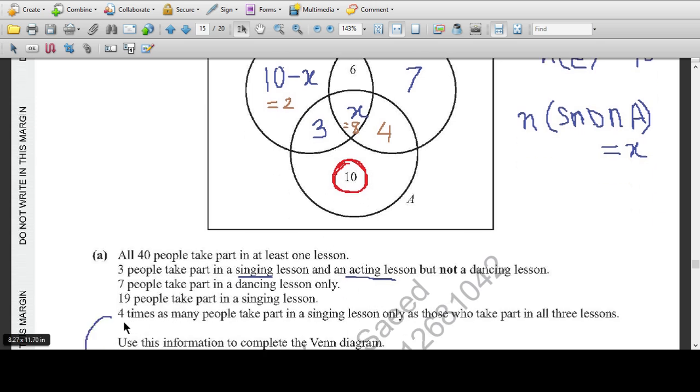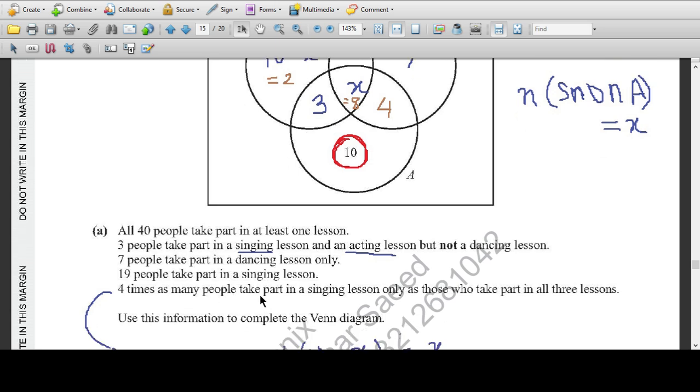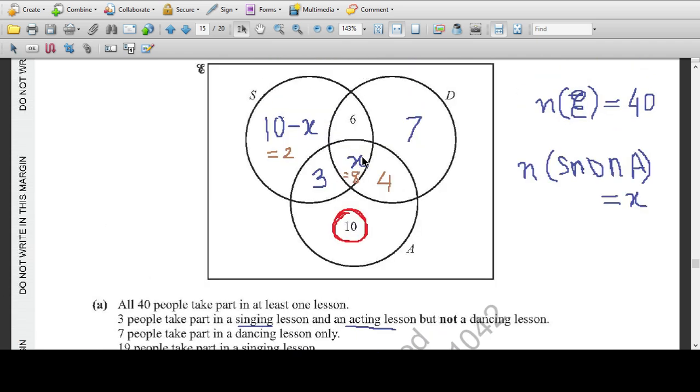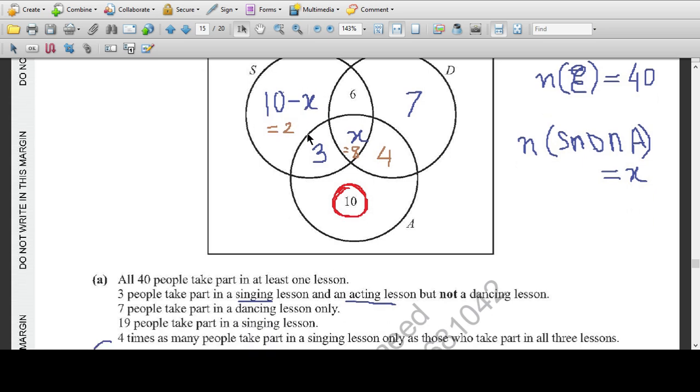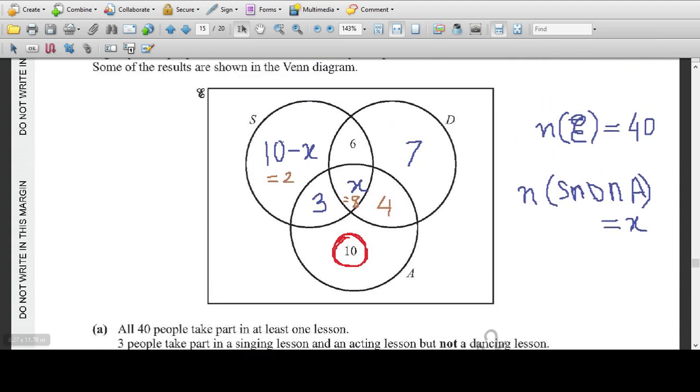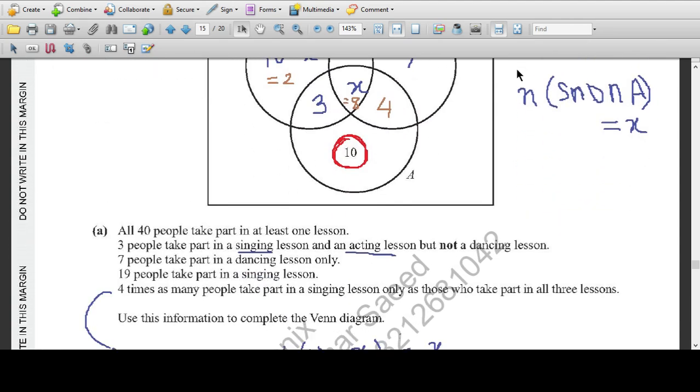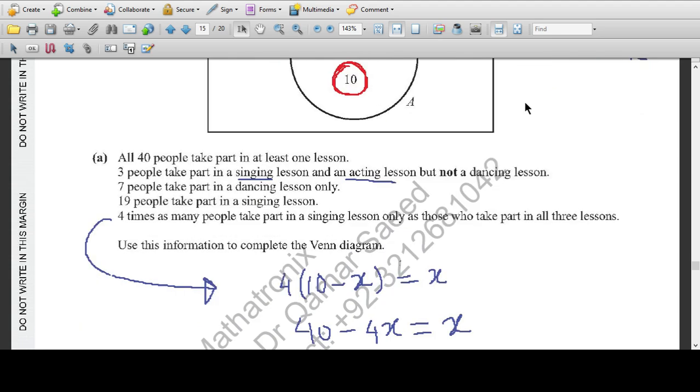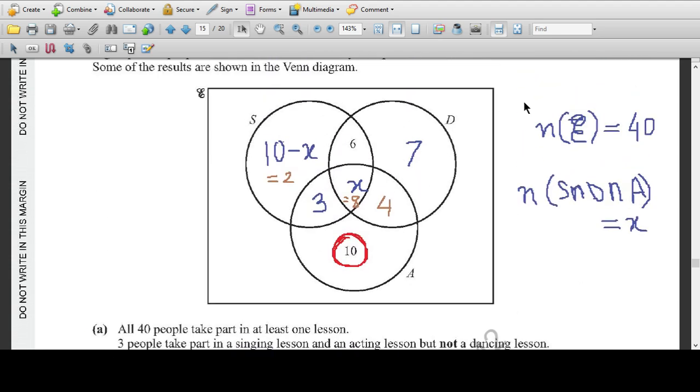The last piece: 4 times as many people take part in a singing lesson only as those who took part in all 3 lessons. So all 3 lessons is considered as x, and this part is 10 minus x, because we have been given this 19.